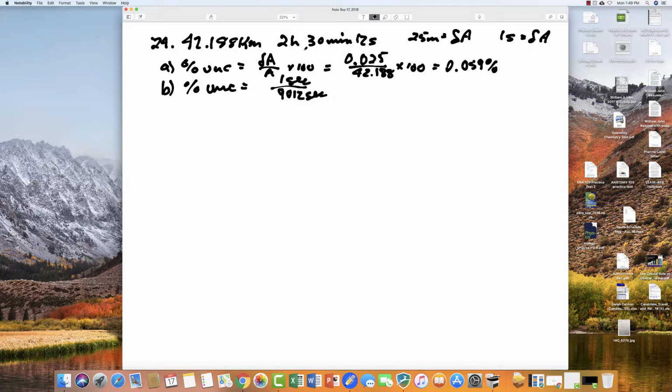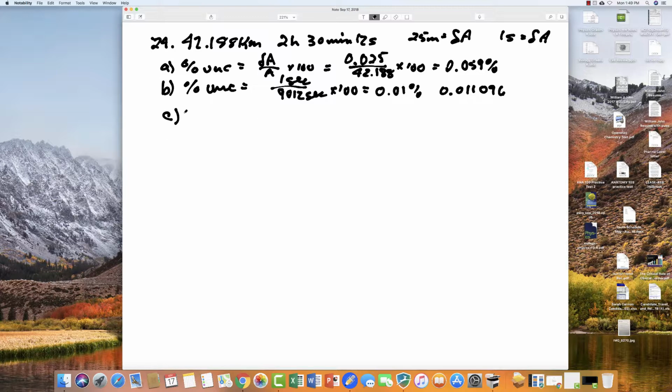That is the same as 2 hours, 30 minutes, and 12 seconds, times 100. And if you do the math here, you end up with 0.01% uncertainty for the time. It's actually 0.011096, but because this is one significant figure, your answer here can only be one significant figure.